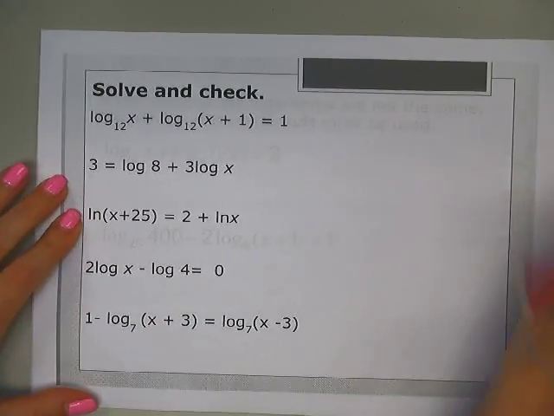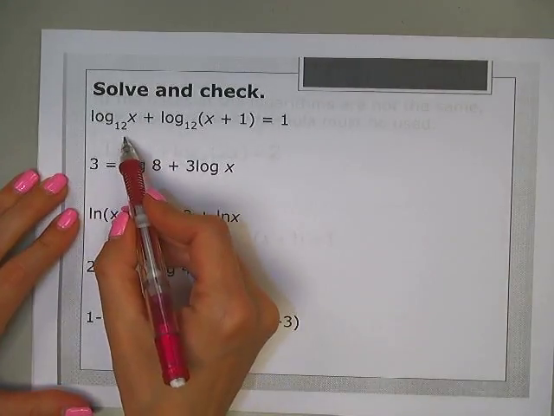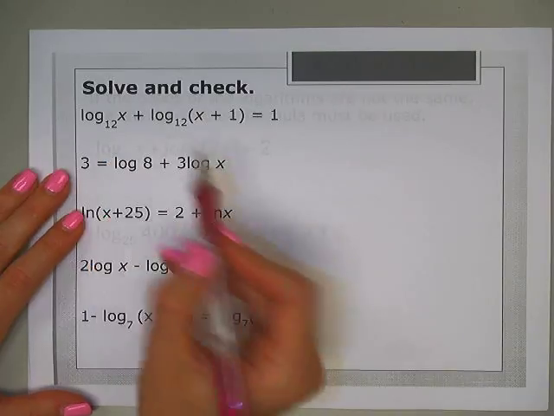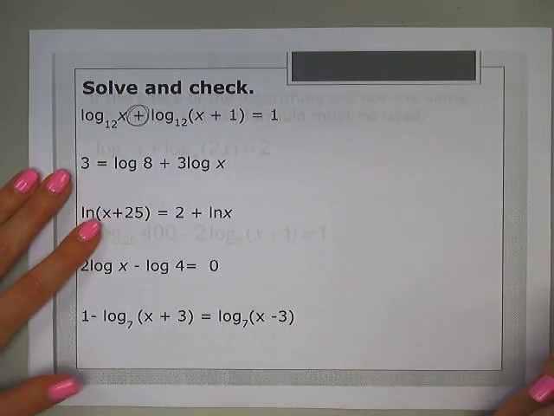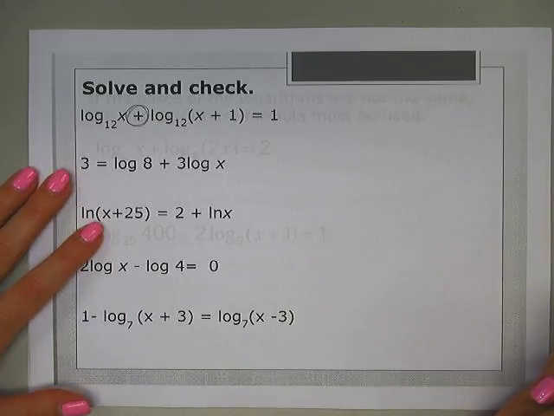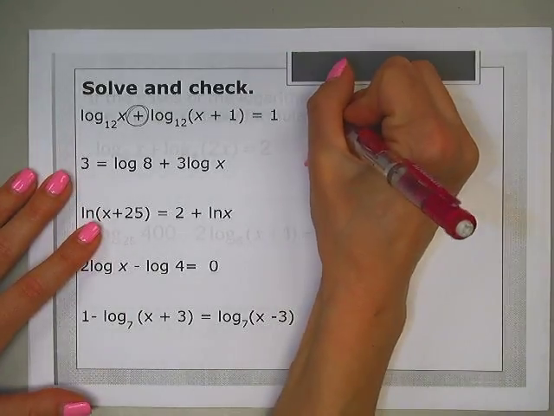First thing I did, I used power property. Second thing I did, I used product property. Third thing, I log rolled. And lastly, I solved for x. And that's how I would solve a logarithmic equation. Let's try some examples.